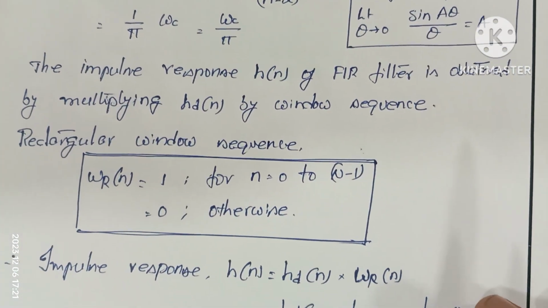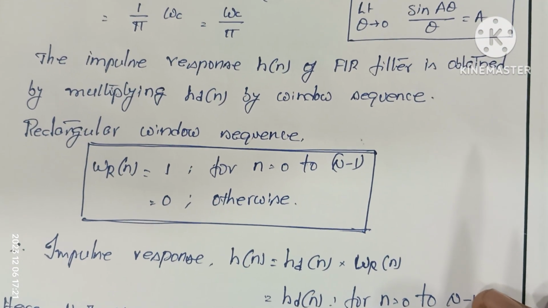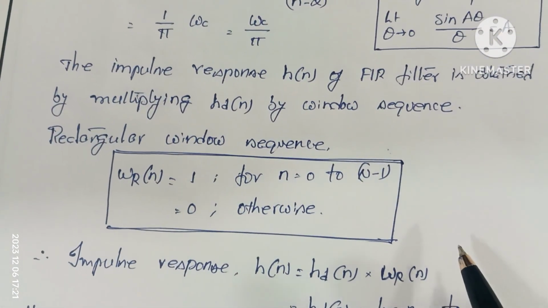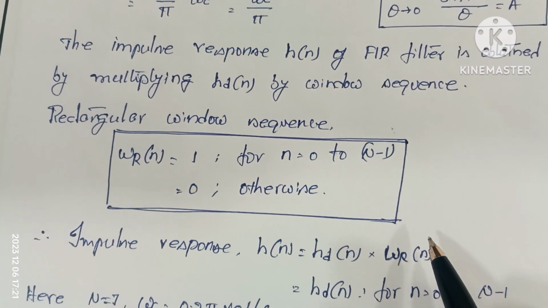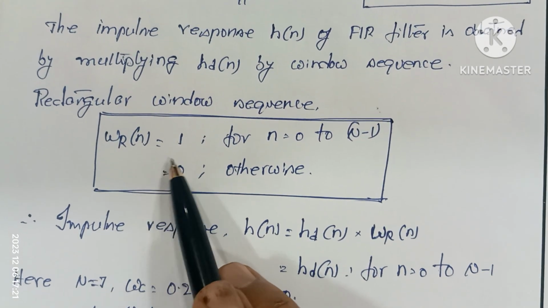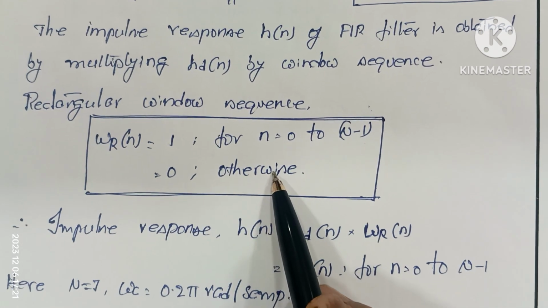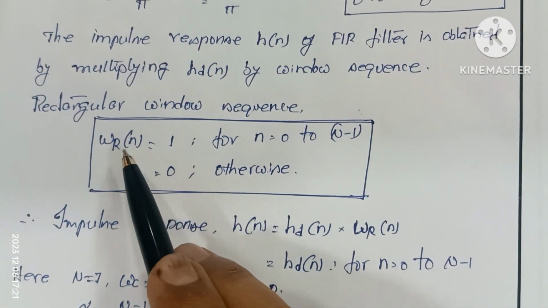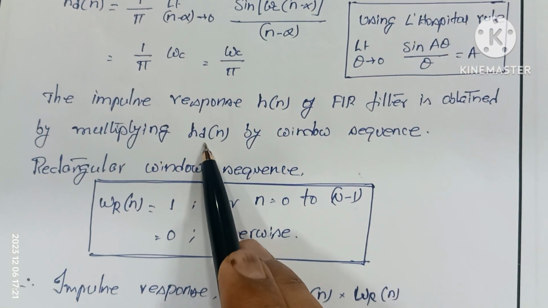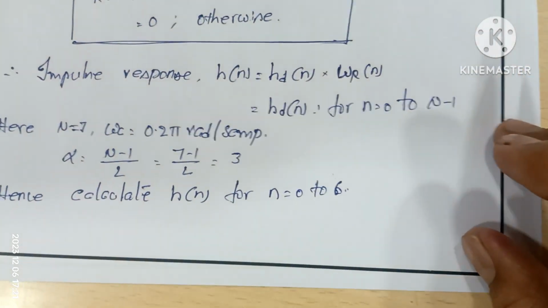Next, the impulse response h of n of the FIR filter is obtained by multiplying Hd of n by the window sequence. I told you in the problem itself, here we have chosen a rectangular window. This is the sequence of a rectangular window, WR of n, which is equal to 1 over the limit n equal to 0 to N minus 1, otherwise 0. So we have to multiply this WR of n with Hd of n, so that we will be getting a finite impulse response h of n.